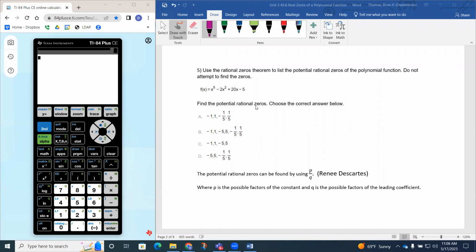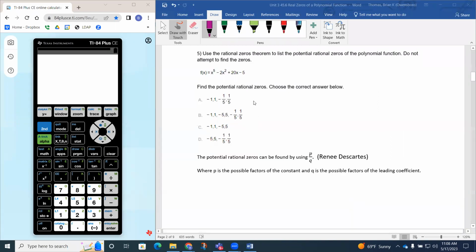So what is the rational root theorem? Again, we have this gentleman, his name is Rene Descartes. He's a very famous mathematician. If you want to look at some of the things he's brought to the math community, it'd be interesting to do a little research on him. He discovered that the potential rational zeros can be found by using this ratio P over Q, where P is the possible factors of the constant and Q is the possible factors of the leading coefficient.